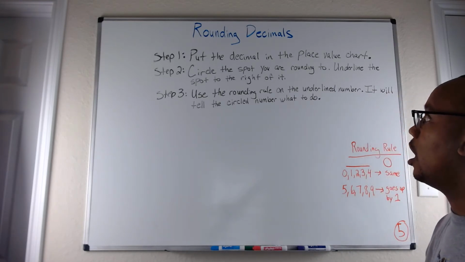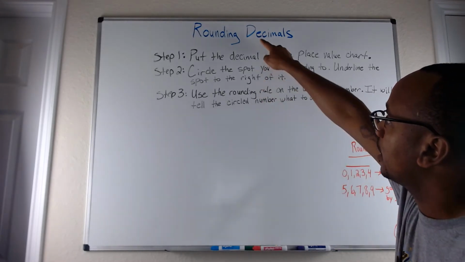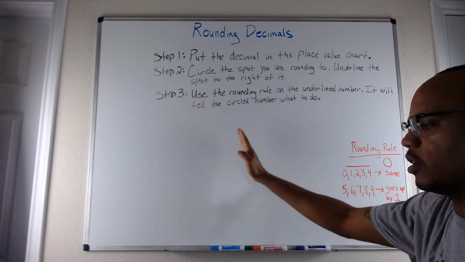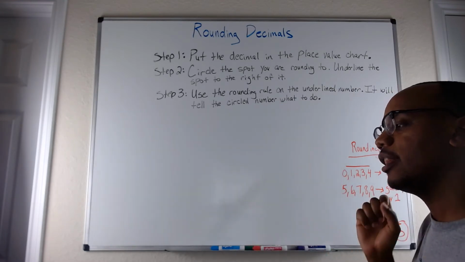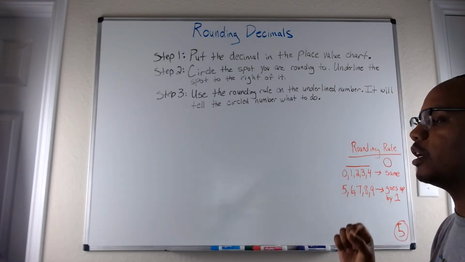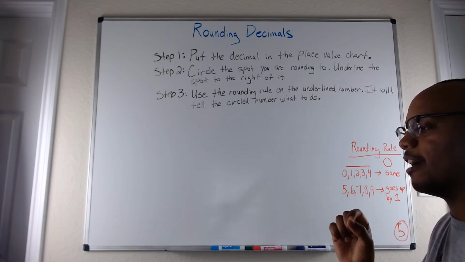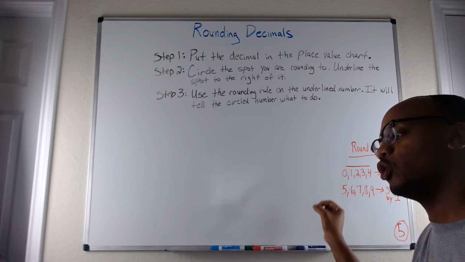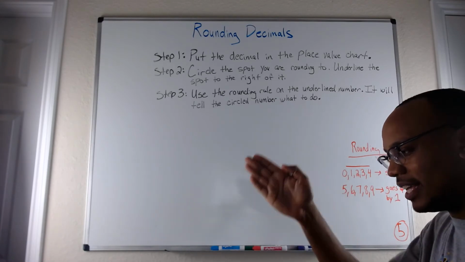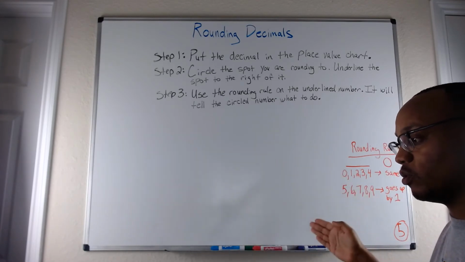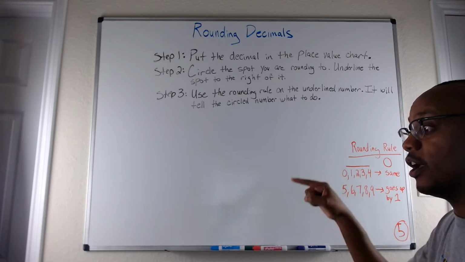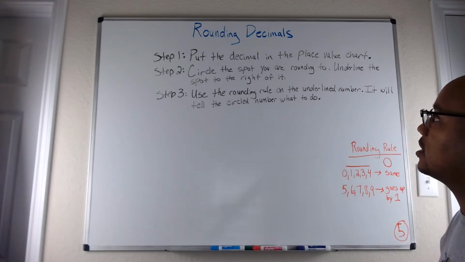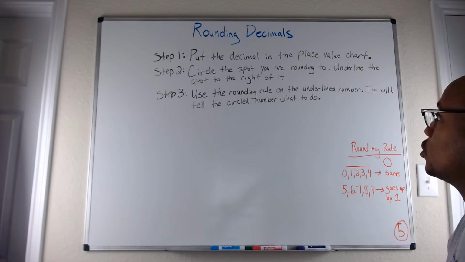All right. Step one, you need to put the decimal in a place value chart, right? You're going to separate it by place value. The reason why you do that is because the problem that you have is going to be, what spot do I round the decimal to? So putting it in a place value chart helps you to see, okay, what number is going to get rounded in what spot.